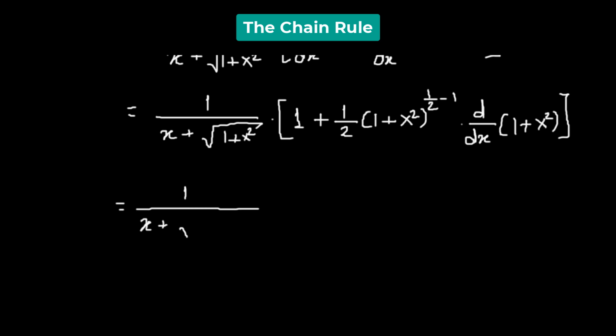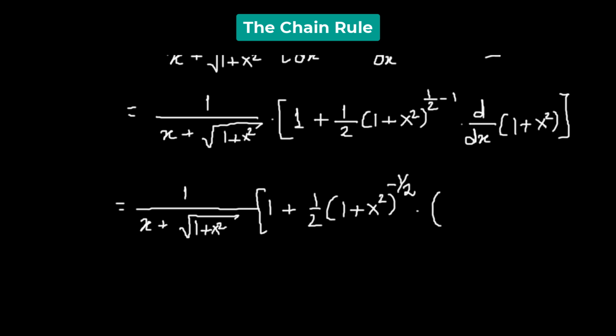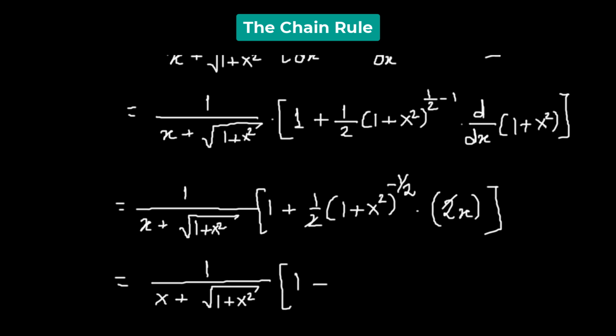So that gives us 1 over (x plus square root of 1 plus x squared) times (1 plus half multiplied by (1 plus x squared) raised to the power of negative half). The derivative of 1 is 0, and the derivative of x squared is 2x. So the 2 and 2 get cancelled, and that leaves us with 1 over (x plus square root of 1 plus x squared) times (1 plus x divided by (1 plus x squared) raised to the power of half).